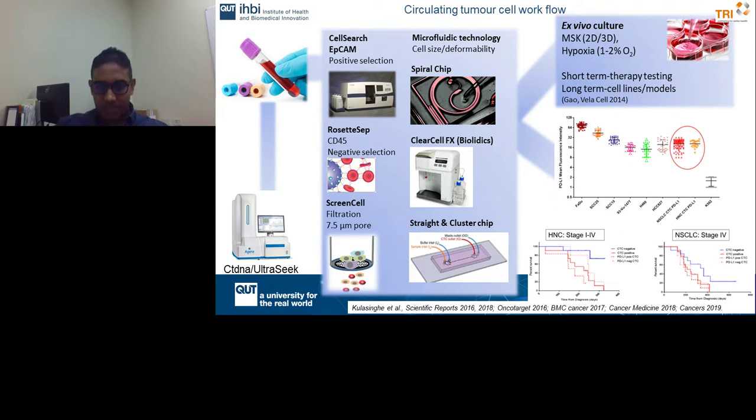This is just some survival metrics at the bottom right-hand corner, showing that patients with CTCs had a poorer overall survival in head and neck and non-small cell lung cancer.